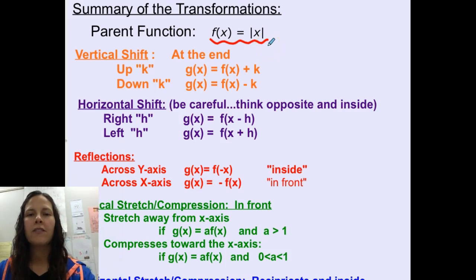For vertical shifts, you will see it outside of the function. So for all of our parent functions, there is something that we're doing to it. We're squaring it, putting it in absolute value, etc. So if it is outside of that, then it's a vertical shift.